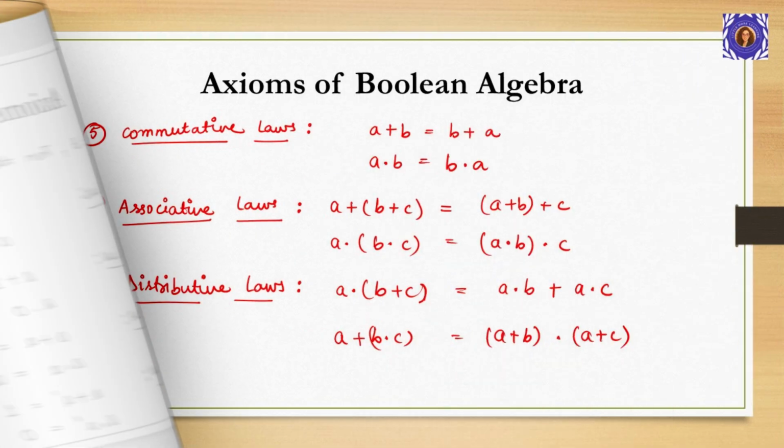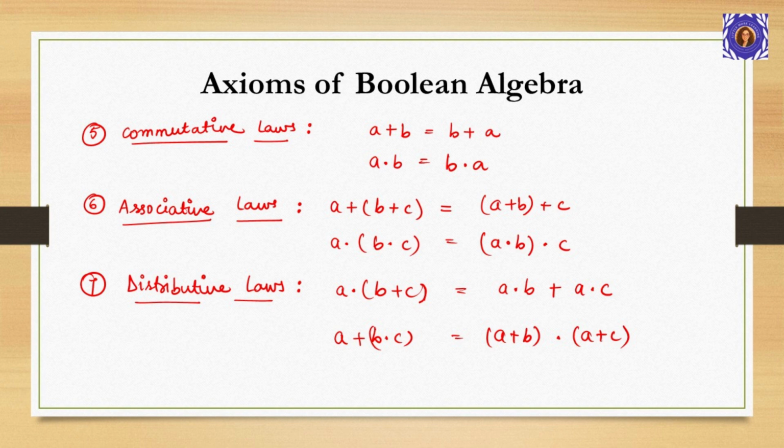The commutative laws state A plus B equals B plus A. A dot B equals B dot A. Order doesn't matter in Boolean operations. The associative laws tell us A plus the quantity B plus C equals the quantity A plus B plus C. A dot the quantity B dot C equals the quantity A dot B dot C. Grouping doesn't affect the result.